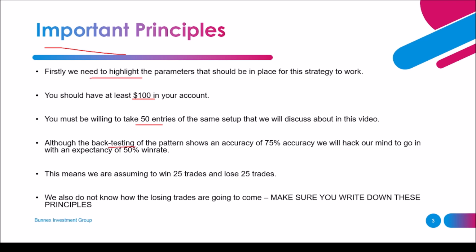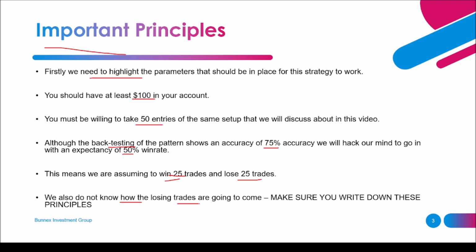Although the backtesting of this pattern shows an accuracy of 75%, we will hack our mind and go with an expectancy of a 50% win rate. So basically, for the trades that we want to take, which is 50, this means we are assuming to win 25 and lose 25. Then the last important principle is we do not know how the losing trades are going to come. Make sure you write down these principles.